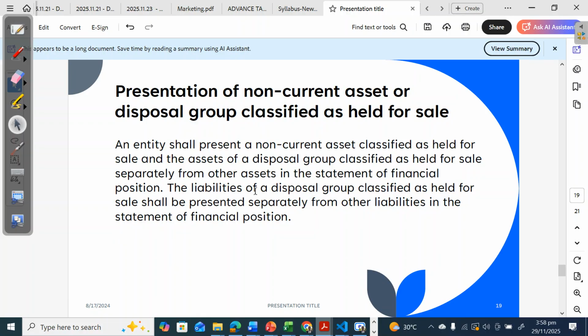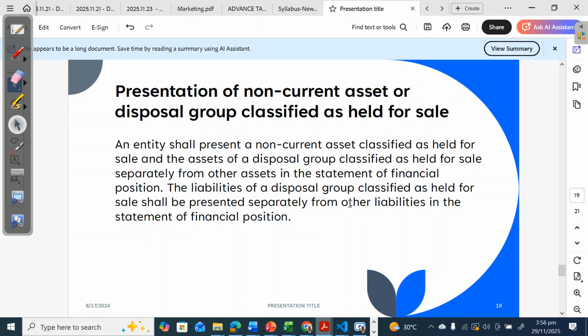The same applies to liabilities. A disposal group is made up of assets and liabilities. So if you are selling, let's say, a branch, the branch can have assets, it can also have liabilities.